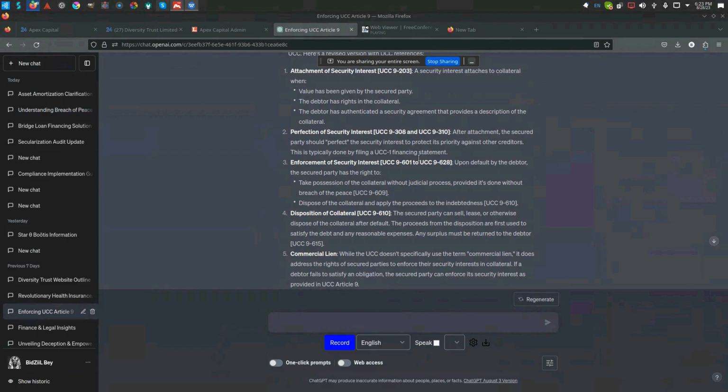So once you haven't given me lawful legal money that's owed to the estate, I have a right to go get a whole other loan on that property and sell it to somebody else because you haven't paid me. The proceeds from the disposition are first used to satisfy the debt and any other reasonable expenses. Any surpluses must be returned to the debtor. And when you're talking about surpluses on a debt account or a trust account, you're dealing with UCC 9-615.